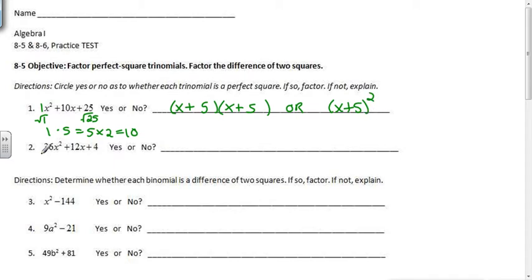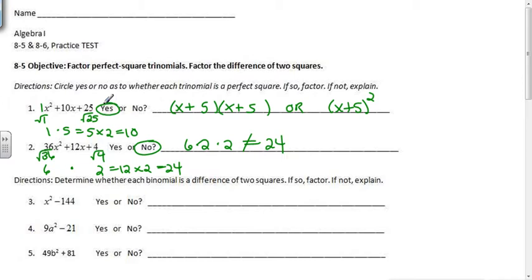Okay, what about number 2? Well, 36, can I do the square root of 36? Yes, I get 6. Can I do the square root of 4? Yes, I get 2. If I multiply those together, I get 12, then I have to double it. So I get 24. Is 24 the number in the middle? No. So I would circle no, and I would say if I do 6 times 2 doubled, it's not 24. That's how I know it's not a perfect square trinomial. Oh, and this one was, so you had to circle yes.